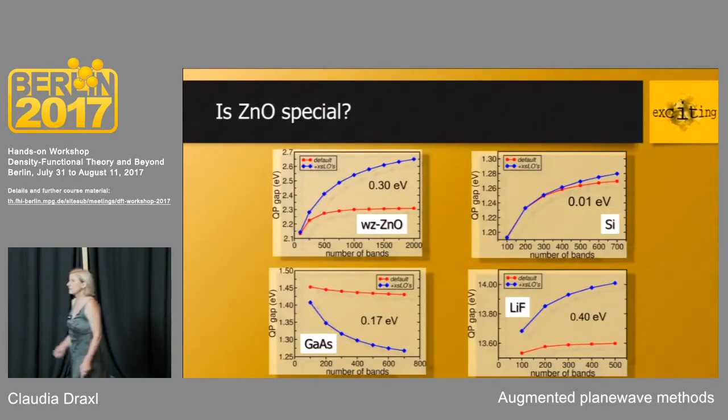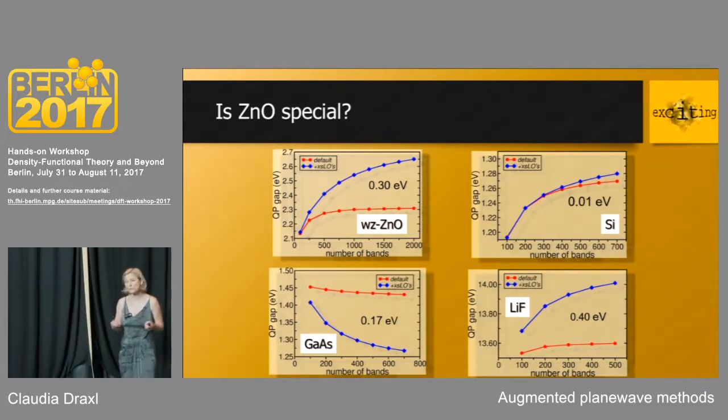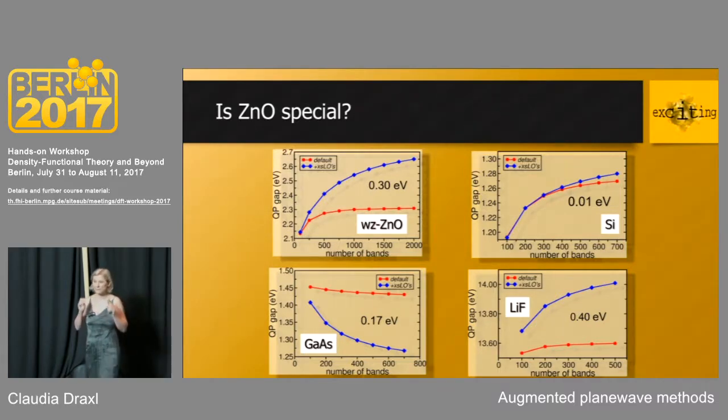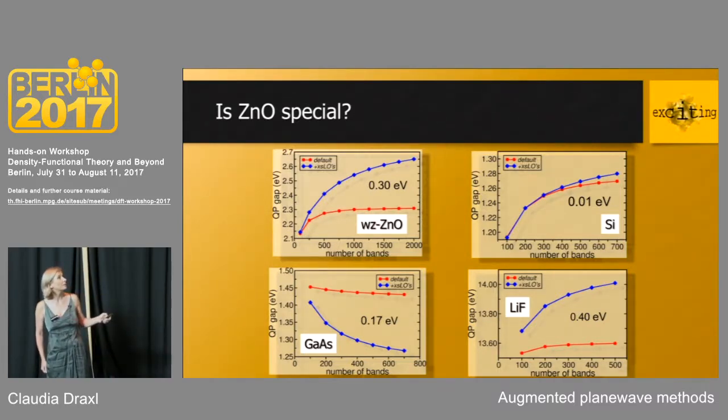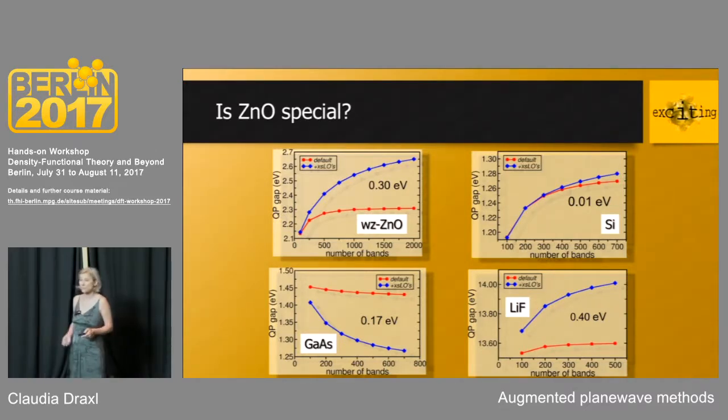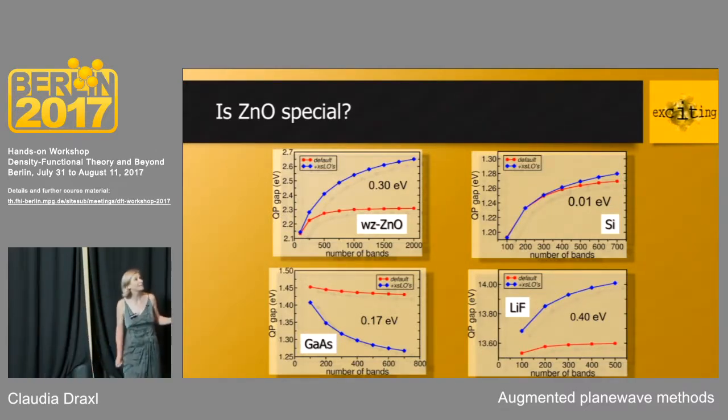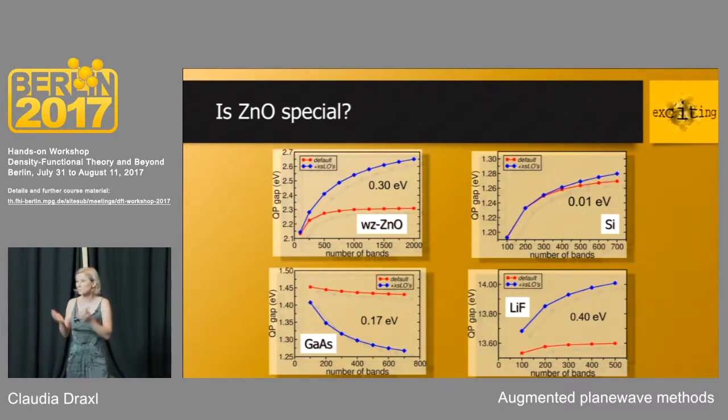So the question is, is zinc oxide so special? Because before zinc oxide came into play, nobody talked about this. And that's why we have done this ultimate test also for other materials. So zinc oxide, you have this discrepancy of 0.3 electron volt. Gallium arsenide, also nearly 0.2. Lithium fluoride, 0.4. I mean, here you have a huge band gap, so probably you don't see this discrepancy so clearly. But if you really take it seriously, you'll see. And then silicon, 0.01. And silicon is typically the guinea pig for everything we're doing, so maybe we didn't care so much about it.